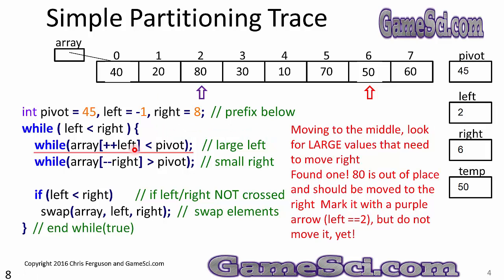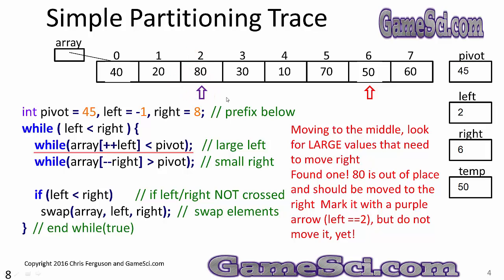Spinning in this loop, the plus plus left has said go to position 2. At position 2, look what we found. We're looking for large values that need to move to the right. We found one. 80 is out of place and should move to the right. Let's mark it with our purple arrow. Left equals 2. That's where we want to do it. But we're not swapping 80 yet.